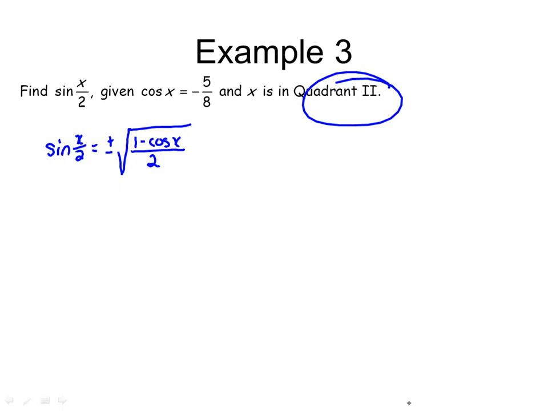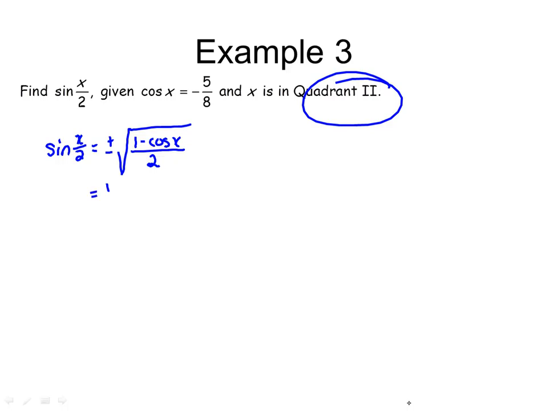So, what are you going to do? Is this problem extremely hard? Yes? No? Maybe? What would you do? What do you need to know in order to plug into the formula? Cosine of x. Is that given to you? Yeah. All you got to do is plug straight into the formula.